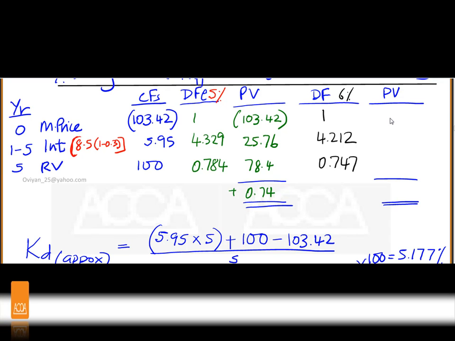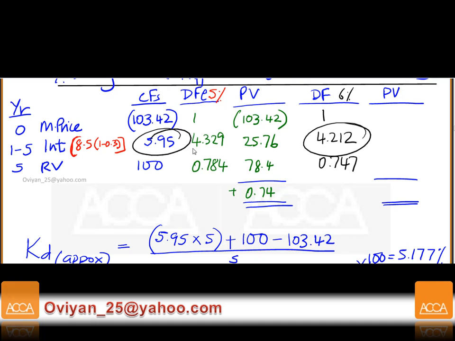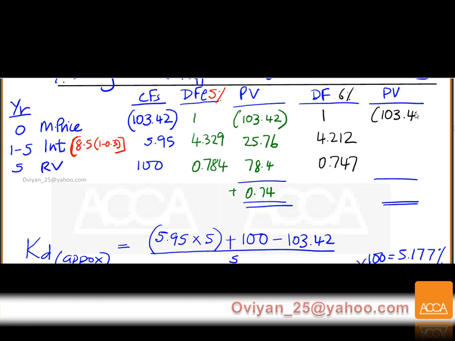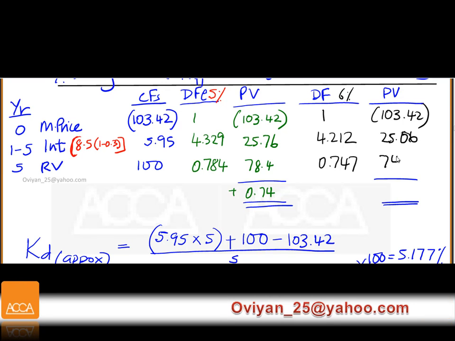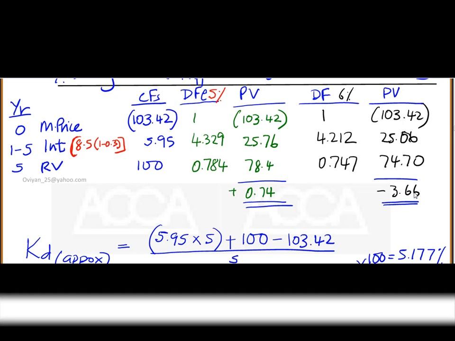Be careful when you multiply this. Many students tend to, sometimes myself as well, multiply with the wrong figure. I'm sure you know at this level, especially after your exams. So this is going to be 103.42. This is going to give you 25.06, and this is going to give you 74.70, and you will have a negative figure of 3.66. So you have got 0.74 and 3.66.